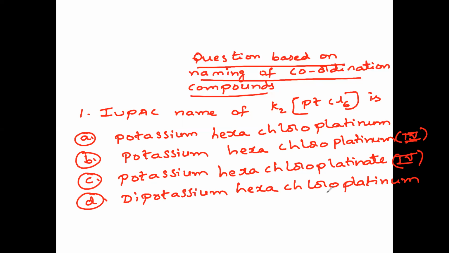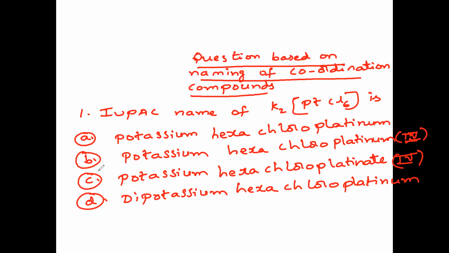Let us see now the name of this compound, for answering this type of question. First of all, potassium hexachloroplatinum is ruled out because we cannot leave out the oxidation state of the metal. The fourth one, dipotassium, will also not be written; even though there are 2 potassiums outside, we write only potassium, as I told you already in the lecture. So the answer could be either B or C.